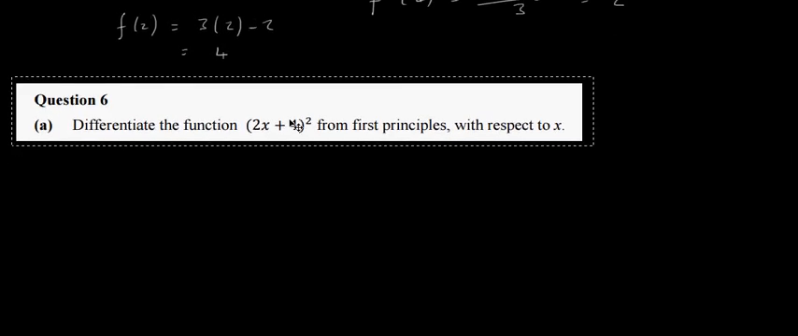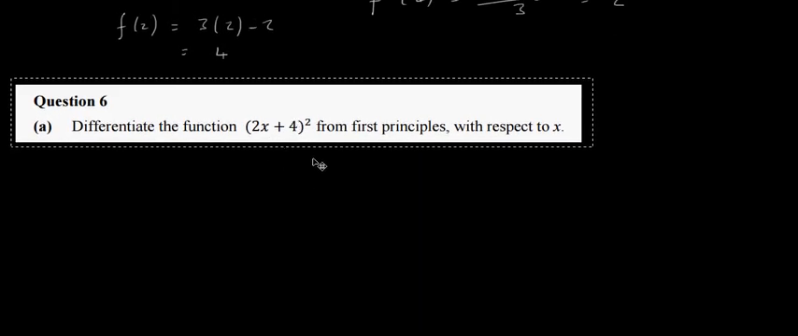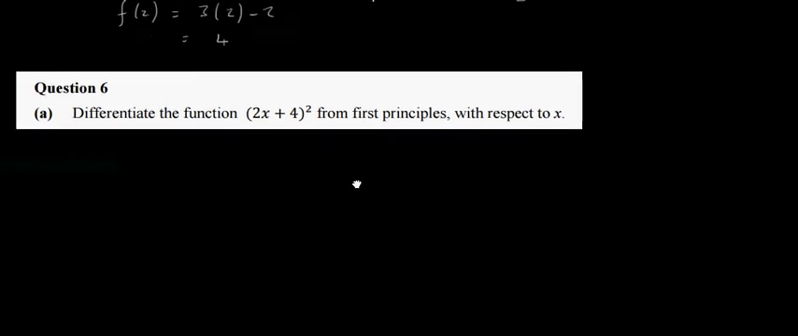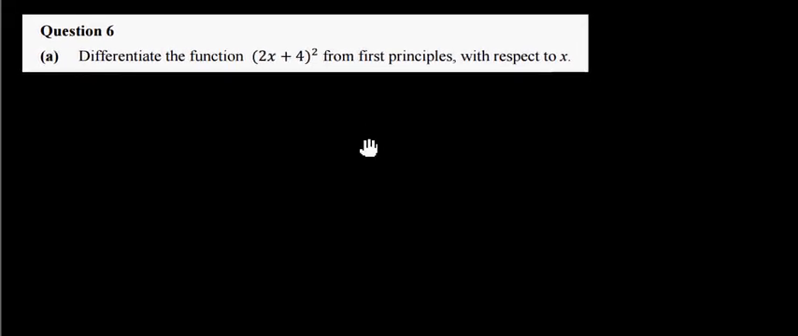Okay, there we go. So we have this function here, 2x plus 4 all squared, and we want to differentiate this from first principles. So let's start. I'll just write it down as f of x first. The function, we'll call it f of x. So I'm going to say f of x is equal to 2x plus 4 all squared.